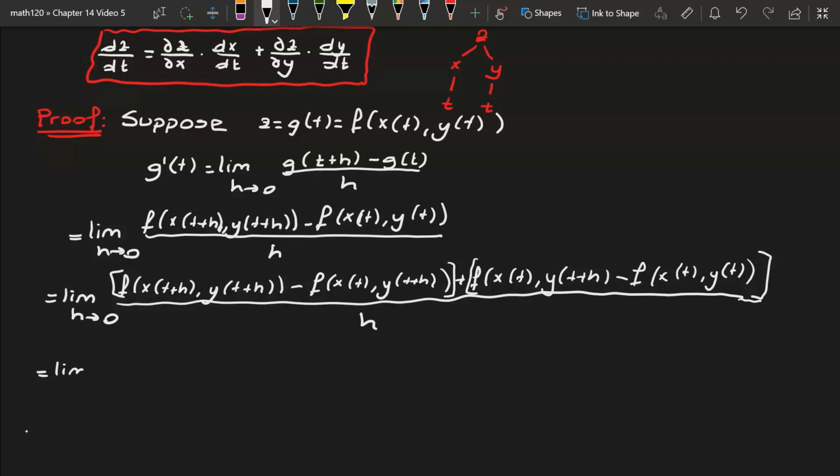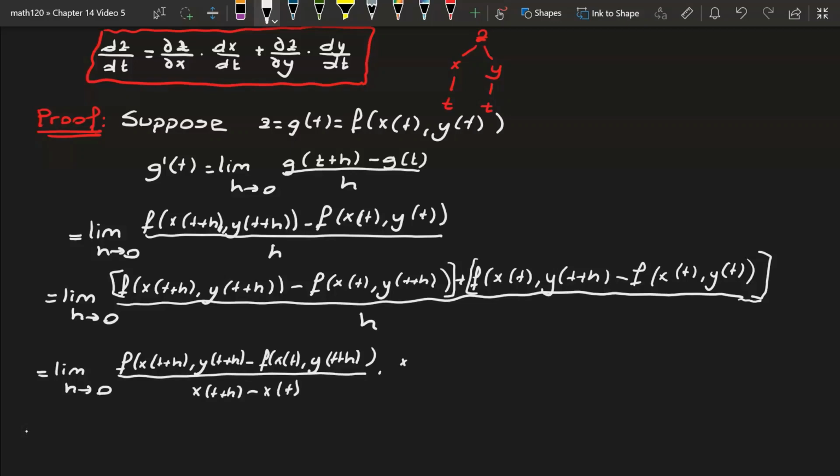Here, as h goes to 0, I can write it as f of x of t plus h, y of t plus h, minus f of x of t, y of t plus h, over x of t plus h minus x of t, times x of t plus h minus x of t over h, times f of x of t, y of t plus h.